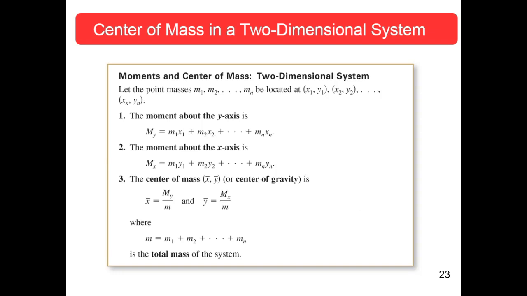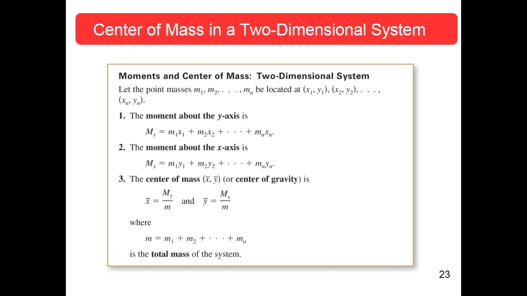And here are the rules for this one. Let the point masses M1, M2, up to M sub n, all positive, remember, be located at positions x sub 1, y sub 1, x sub 2, y sub 2, up to x sub n, y sub n. These x's can be either positive or negative. The y's can be either positive or negative. And the x's and y's are completely independent of each other, so one can be headed in one direction, the other in the other direction. It doesn't matter.